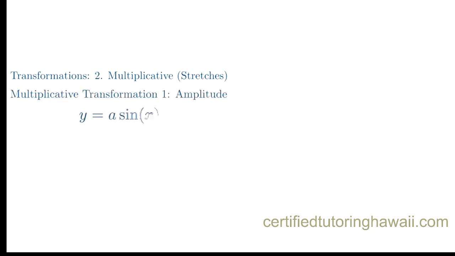Now let's move on to multiplicative transformations, which change the shape or scale of the graph. The first is the vertical stretch or shrink, which affects the amplitude. This transformation has the form f of x equals a times sine of x. The amplitude, which is the distance from the midline to the maximum or minimum, is given by the absolute value of a. If the amplitude is large, the graph is stretched vertically. If it's small, it's compressed. It's the absolute value because amplitude, being a distance, must always be positive. A negative a value doesn't change the amplitude, it just reflects the graph across its midline.